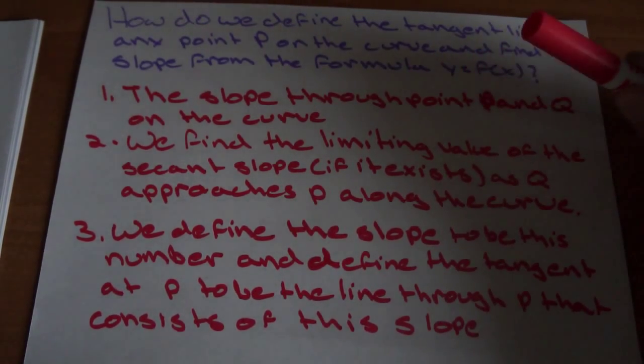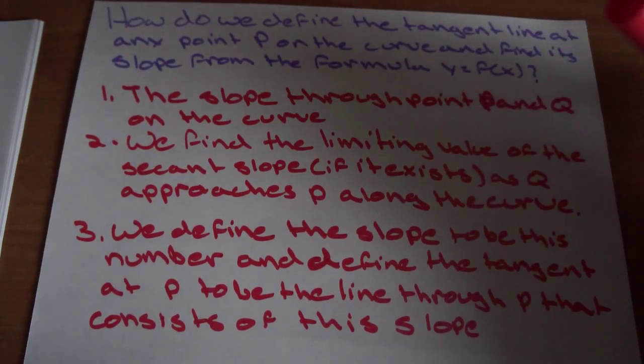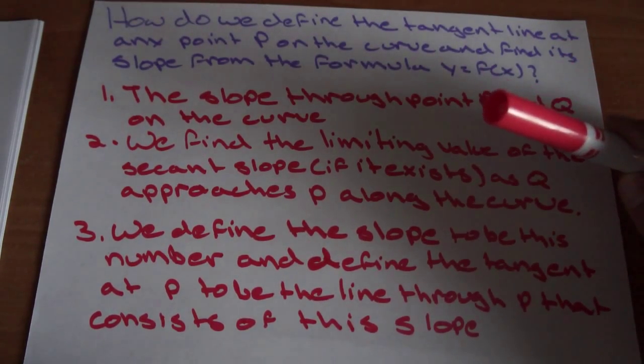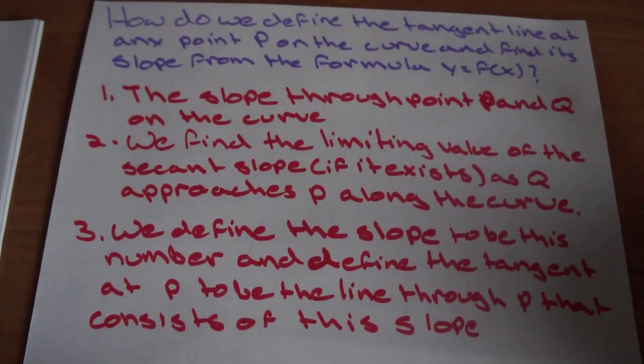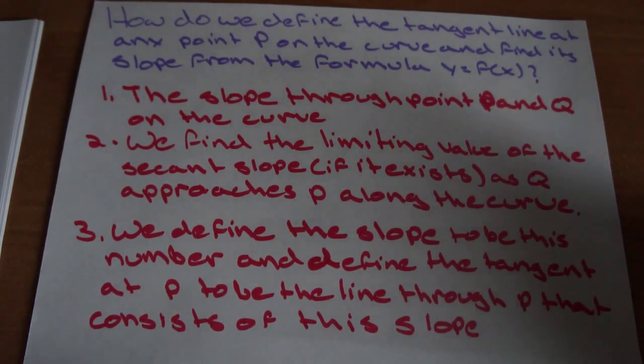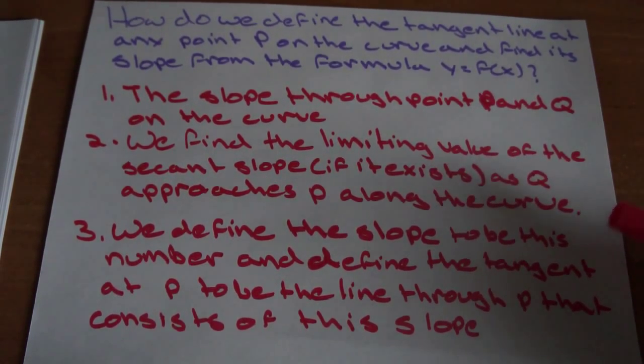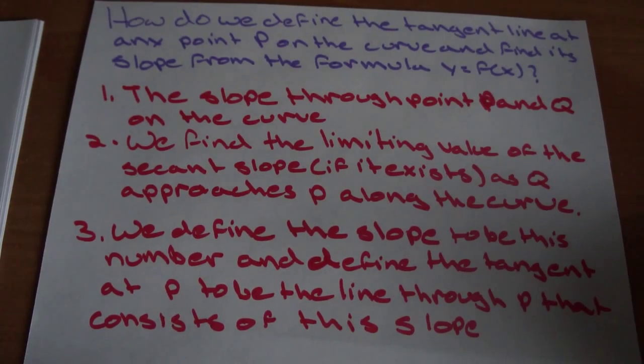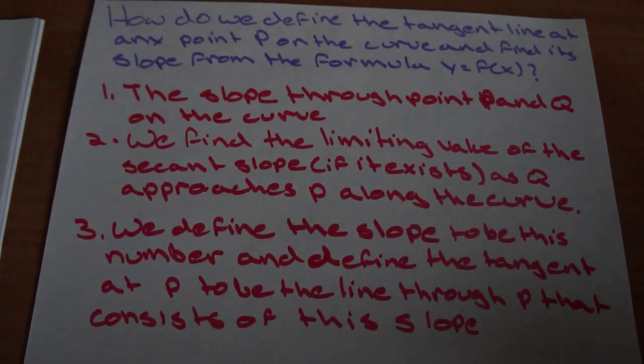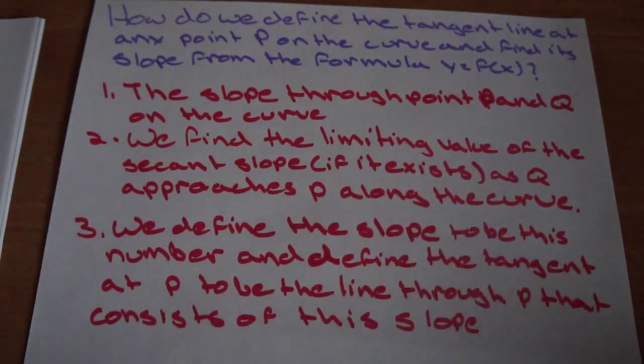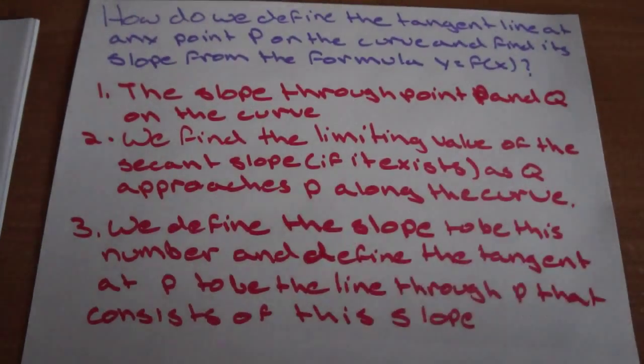First, we find the slope through points P and Q on the curve, which happens to be the slope of the secant. Next, we find the limiting value of the secant slope, if it exists, as Q approaches P along the curve. If you don't understand what that means, you'll see in further questions how it works. Finally, we define the slope to be this number and define the tangent at P to be the line through P that has this slope. If you don't understand what this means, you'll understand right now as I continue on with the first question.